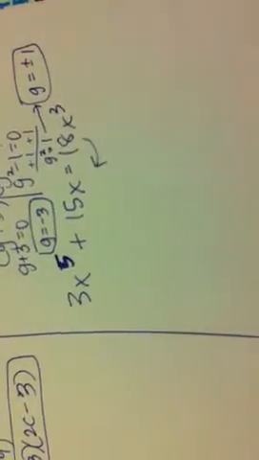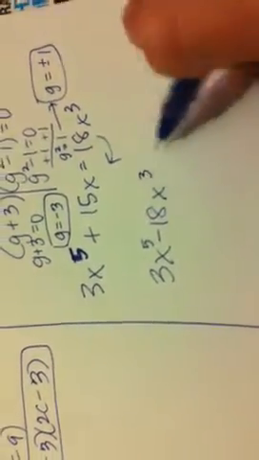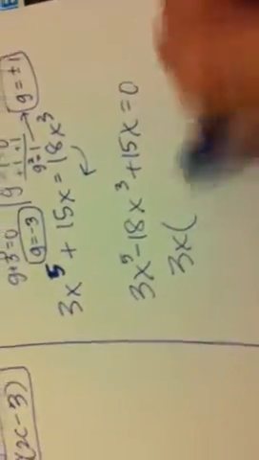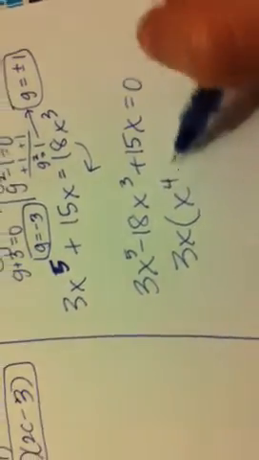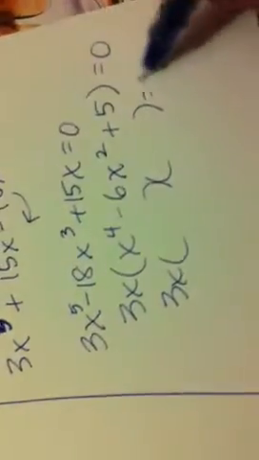I'm going to move to this one. What I want to do is move that 18x to the third to the other side, so I'm going to subtract it from both sides. And that's what I get. I'm going to factor out a 3x. Bring down your 3x.